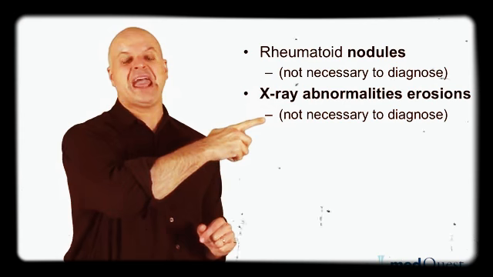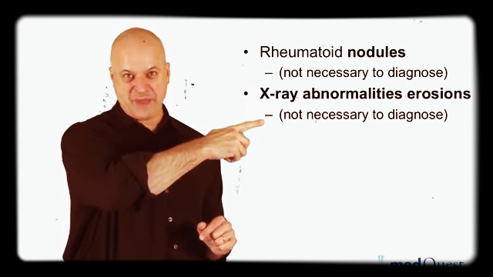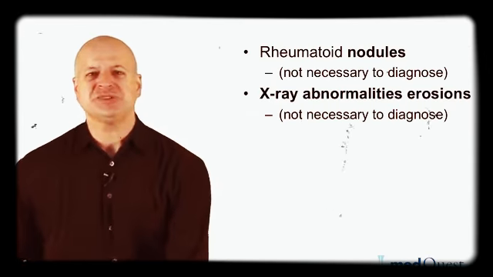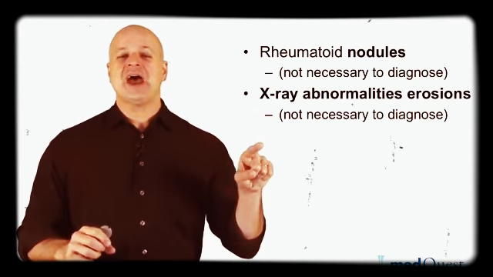In other words, if you have joint erosions, if you have pannus formation, it tells you you likely have it, but the definition was changed. I can't explain to you how important this is.